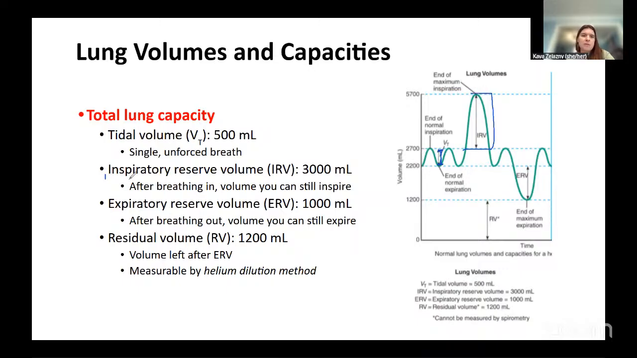So inspiratory for inspiration, right? Inspiration, moving air in, okay? Reserve, so think extra, right? So extra air you can breathe in, and it's a volume. So IRV, inspiratory reserve volume. Usually you have about 3,000 extra milliliters of air. You could breathe in more than your easy breath. So our usual tidal volume is definitely not our full lung volume or our full lung capacity, okay?